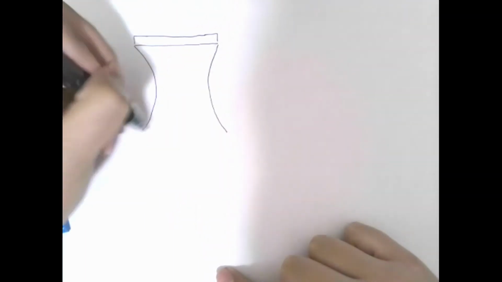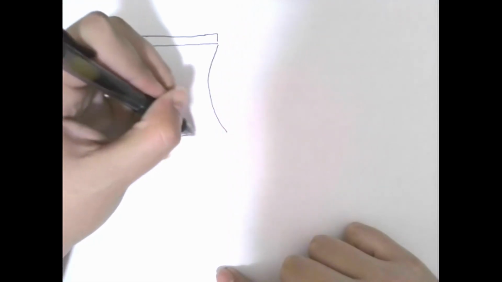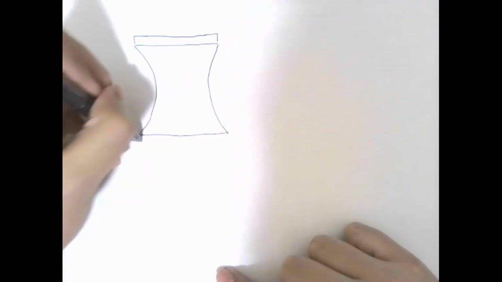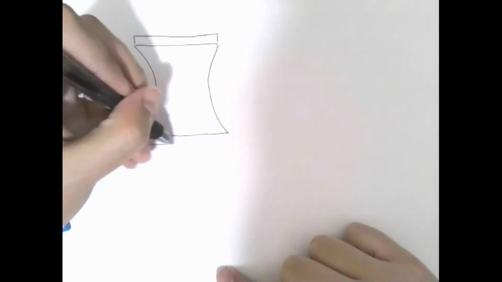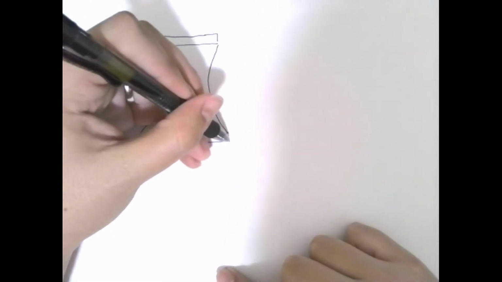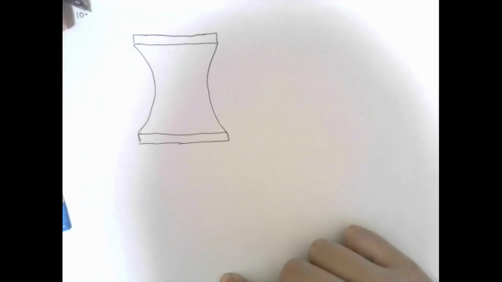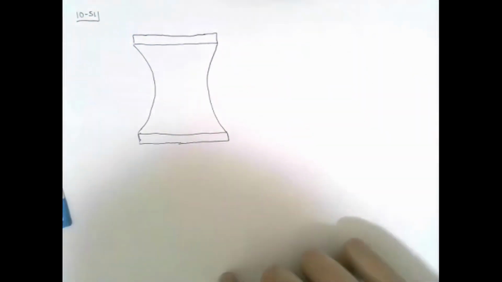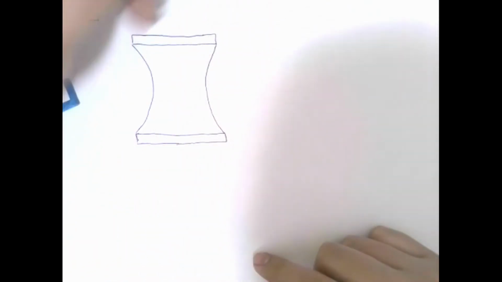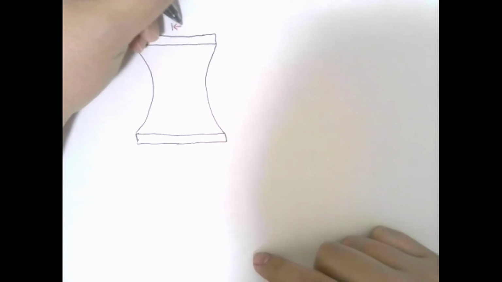That looks something like this. Imagine that it's symmetrical about its center. So this is our cross-sectional area for 10-51. And we're given several measurements, so I'm going to write them down. For 10-51, we're told that we have 100 millimeters from the center to each of the sides.